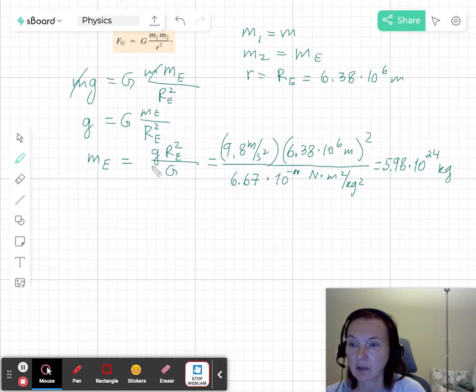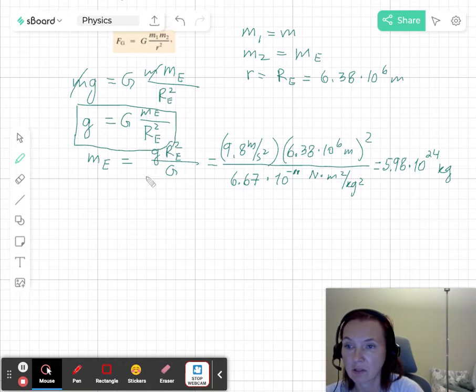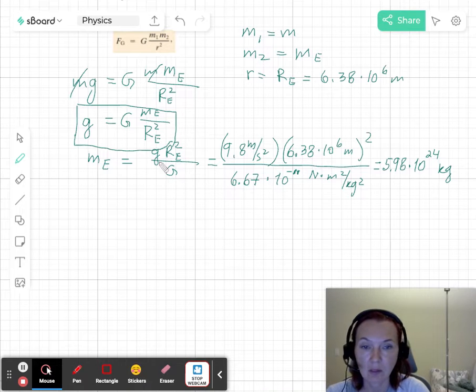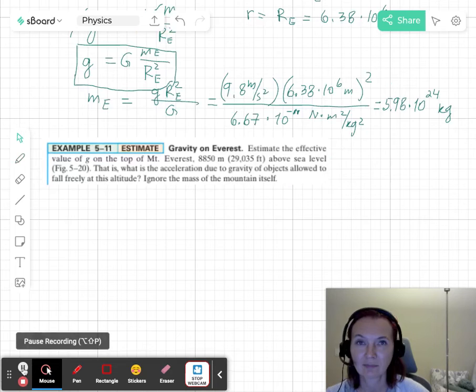All right, so this equation can be applied to all the other planets, and we can calculate the masses of other planets. G, M, and R would refer to those planets, right? Now we're going to look at an example.